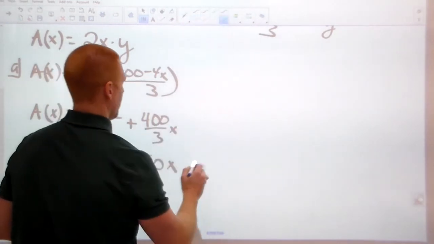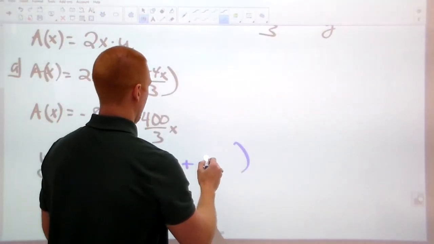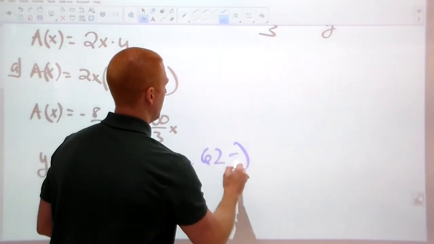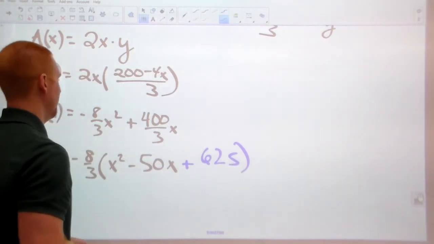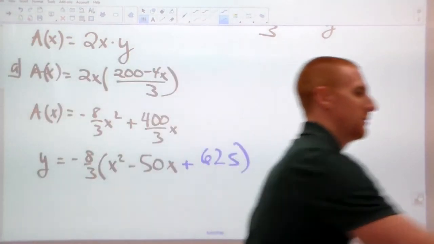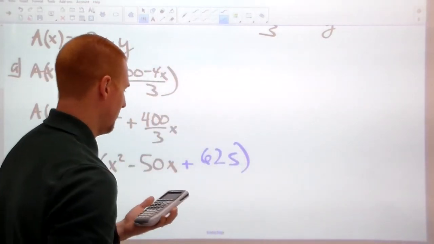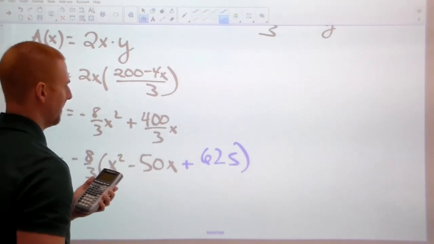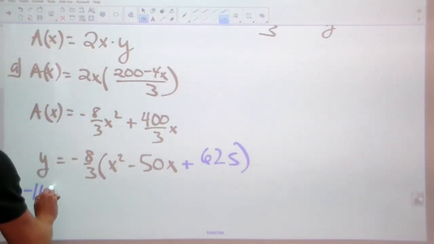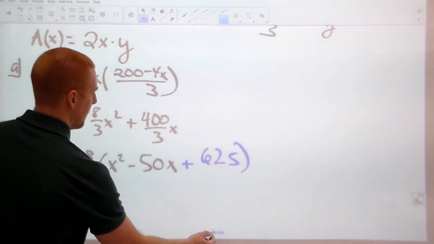Now I do want to get ready to complete the square. So if I take half of 50 and I square it, half of 50 is 25. I square it, I get 625. All right, I'm going to cheat here a little bit, because I've got to do 625 times 8 thirds and add to the other side. You know what, let's go with the decimal version since we've already found it. It's -1666.7. So we're almost done now.